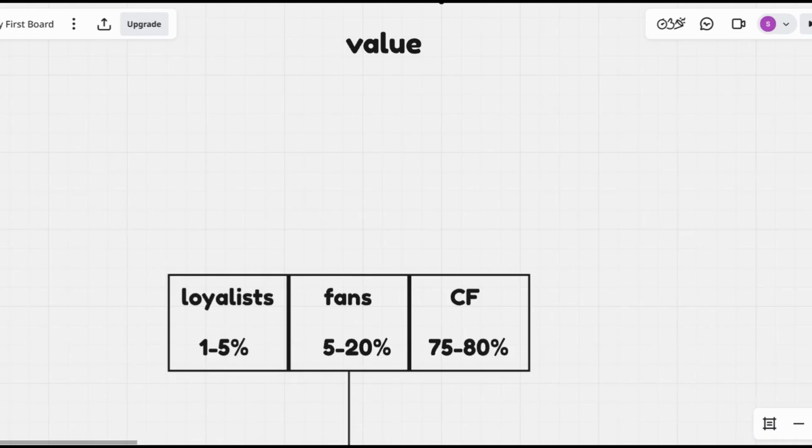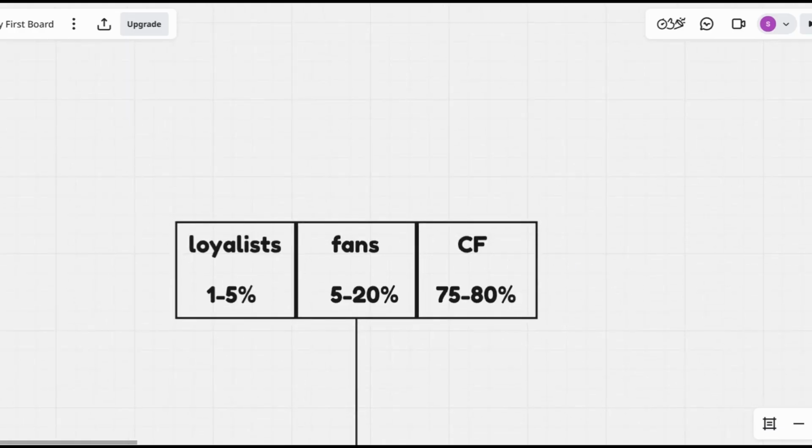These are the people that will ruin your community. They do not care enough about the topic or they don't even understand it. While more leads to your product might seem nice, the truth is you want to keep these people out. And if you let them in, you want to make sure that it's a controlled environment. This is because once they join, they decrease the value of the free community, which results in you losing your loyalists and your fans, meaning that you make less money. Now these people make up about 75 to 80% of your community.